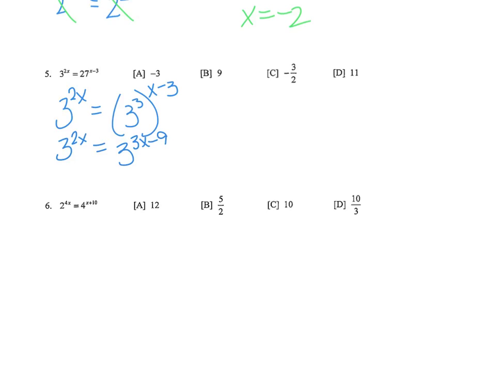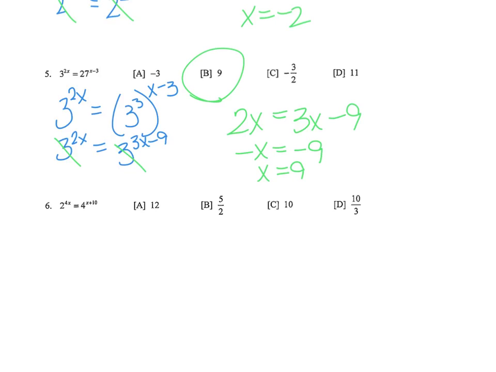My bases can drop away, and my new equation is 2x equals 3x minus 9. Move x to the other side and solve. Negative x equals negative 9. x is 9. Okay, pause and try number 6.